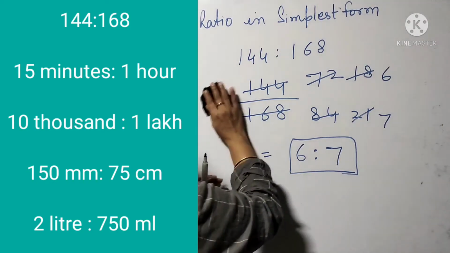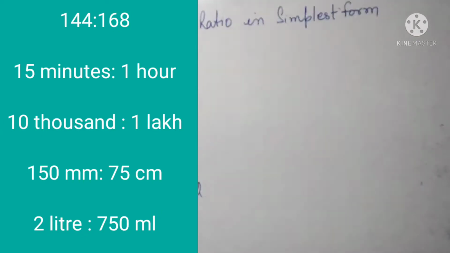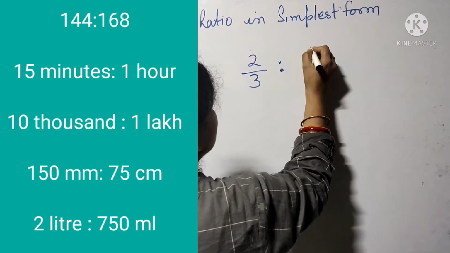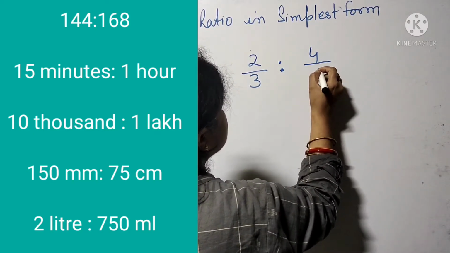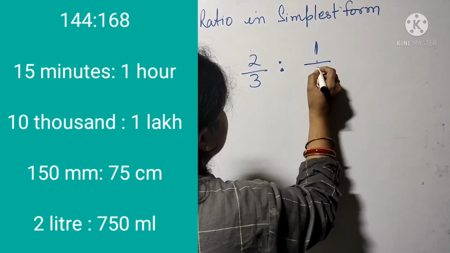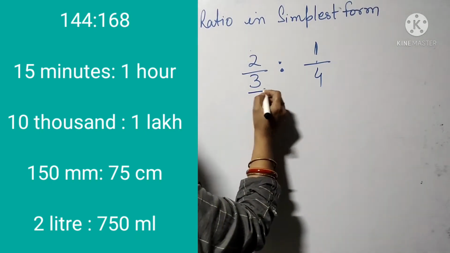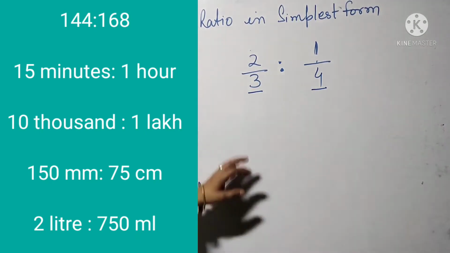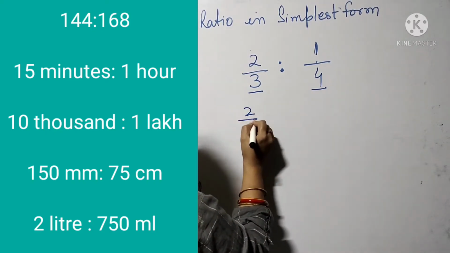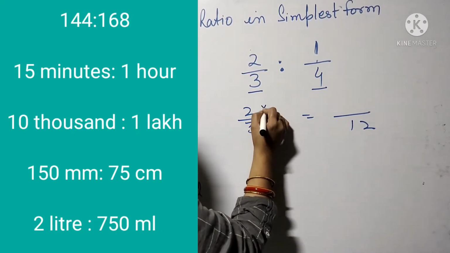For example, another type in which we have to find the simplest ratio. For example, we have 2 is to 3 is to 4 is to 6, or we can write 2 by 3 is to 1 by 4, and we have to write in the simplest form. Then firstly we make the denominators equivalent. For this we take the LCM of 3 and 4, and it becomes 12. 3 fours are 12, and this is also 4.